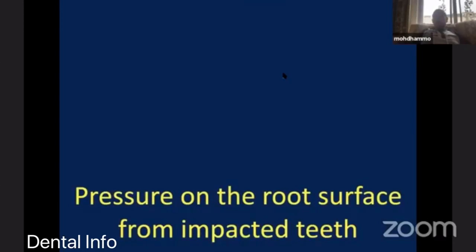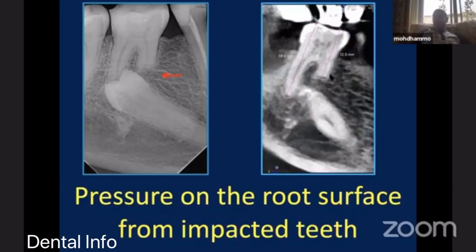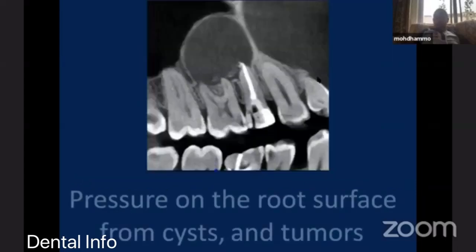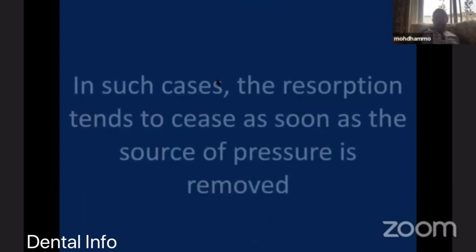Another cause of resorption is pressure on the root surface from an impacted tooth. You can see here, this impacted premolar caused resorption of the mesial root of the first molar, and you can see here the resorption. Fortunately, the distal root did not resorb yet, but the mesial root has resorption. Pressure on the root surface from a cyst or tumor, you can see here we have resorption due to pressure of this big lesion.